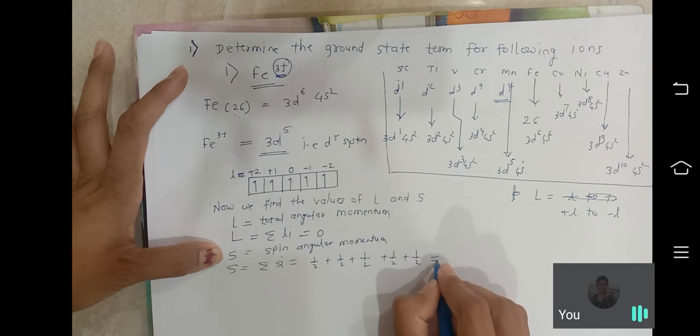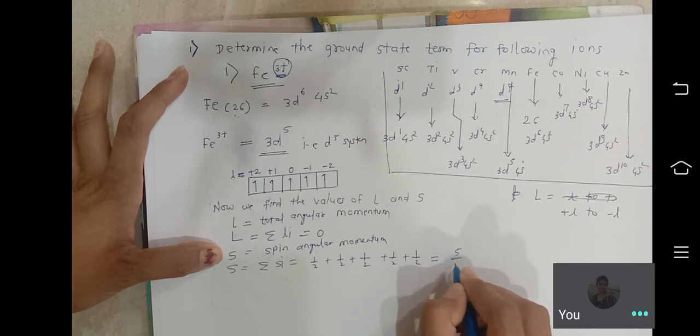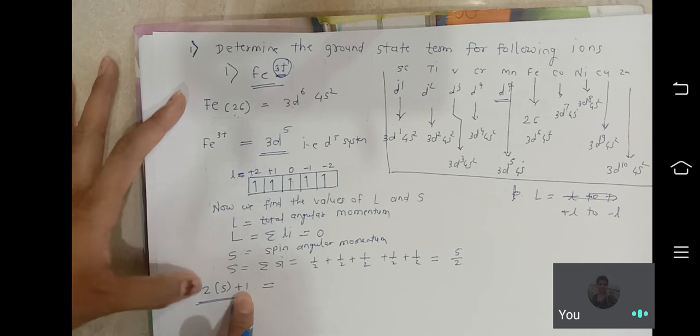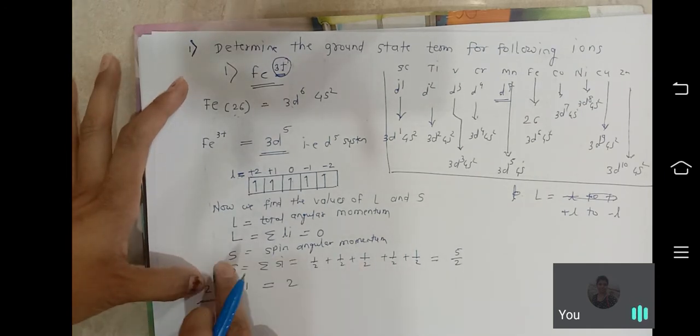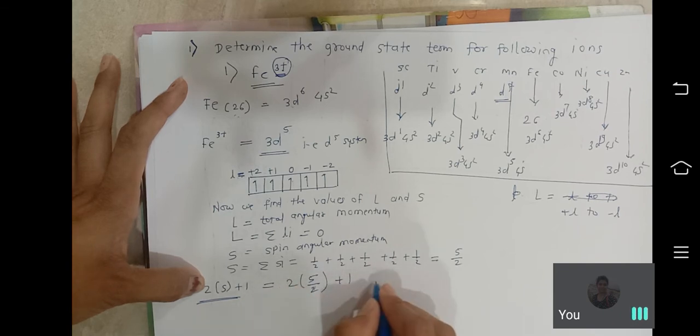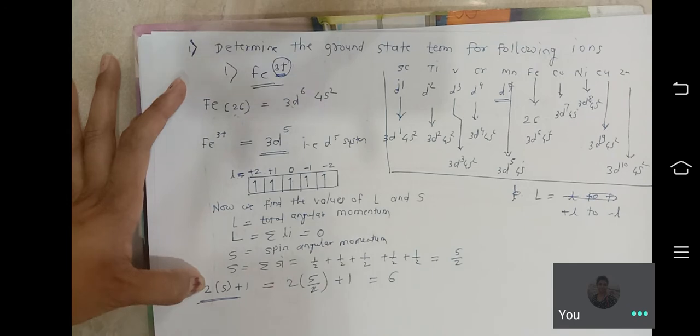What is the value here? 5 by 2. You first find 2S plus 1. You have to find out the value of 2S plus 1. What is the value of S here? 2 times 5 by 2 plus 1. Here the 2 gets cancelled and the value is 6.